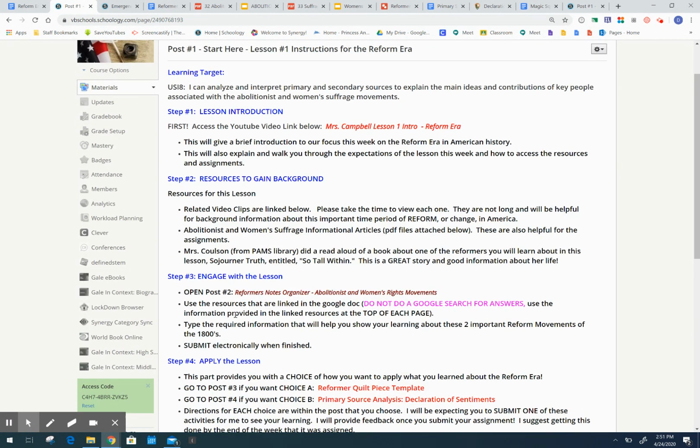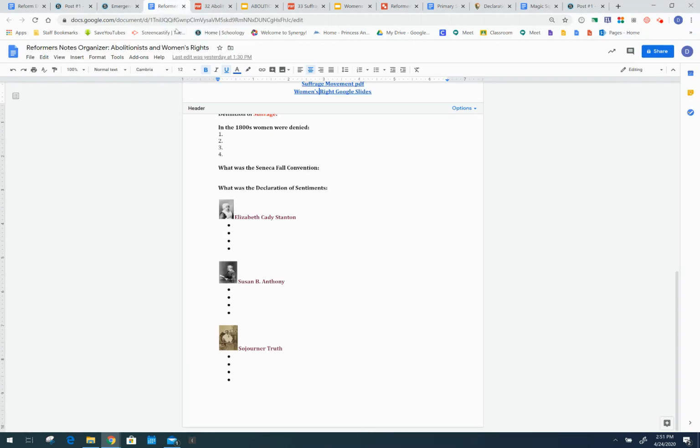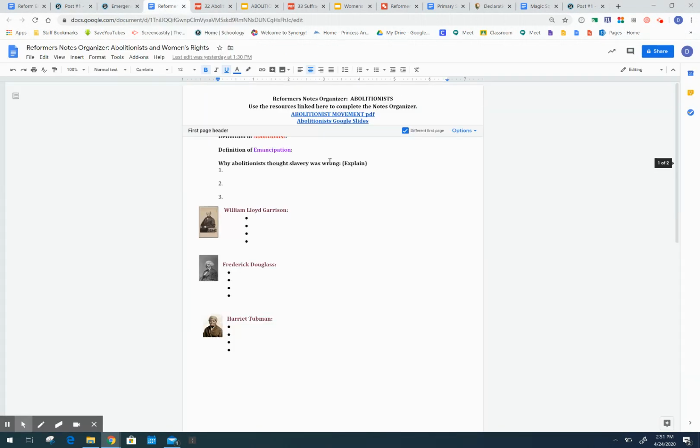Let's go ahead and just take a quick look at some of the various pieces in here so that you understand what to do. Step 3, engage with the lesson. When you go to post number 2, you're going to open up, and I have it up here already opened, a notes organizer. Now, we've done these over the course of this year. Basically, I am asking you to look at information about some of the key people and what was important about 2 of the areas of reform.